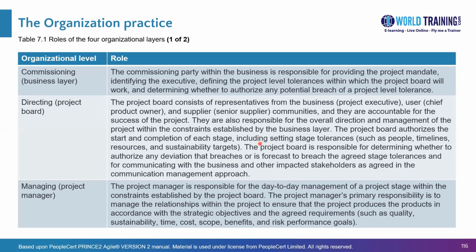The project board is also responsible for determining whether to authorize any deviation or breaches. If the project manager detects a potential breach of a stage tolerance, such as a time or a cost tolerance, they would have to escalate that or raise an exception to the project board, and the project board will need to respond, either asking the project manager to create a revised stage plan, known as an exception plan again, or provide other advice to the project manager.